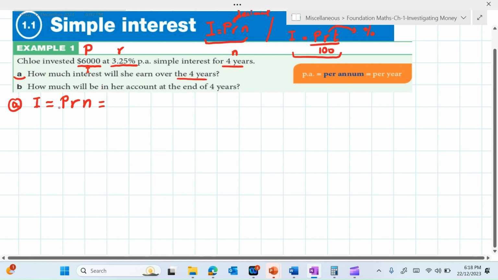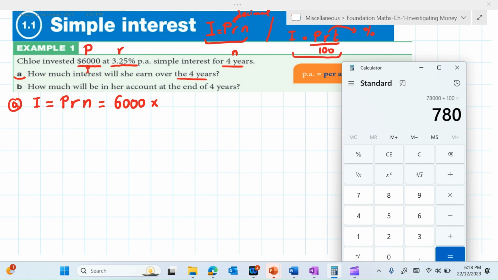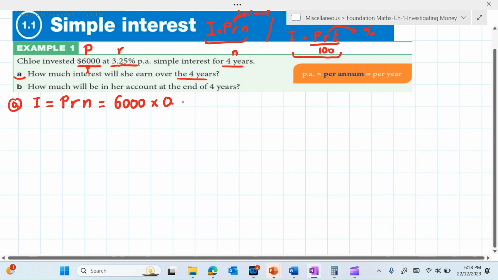Let's start. What is the value of P? 6,000 times the value of R. We have to make it a decimal number. It is given to you in percentage. Remember that it should be like that: 3.25. When you want to change from percentage to decimal, you divide by 100 and you get 0.0325. Then times the value of N, which is the number of years, which is 4.